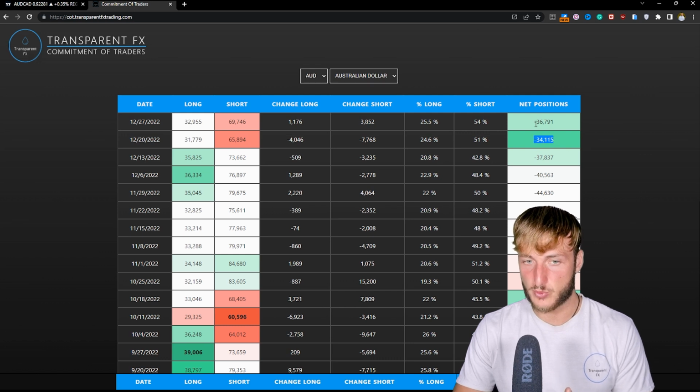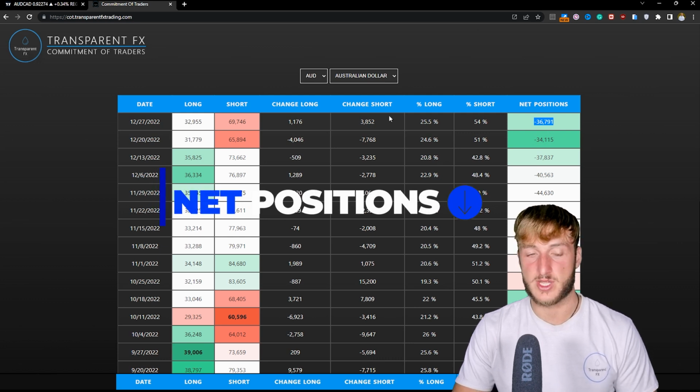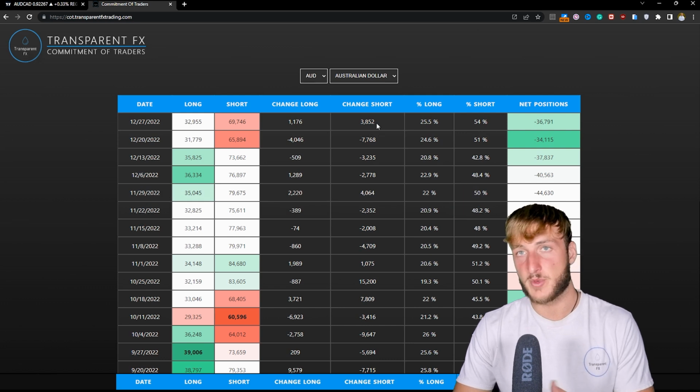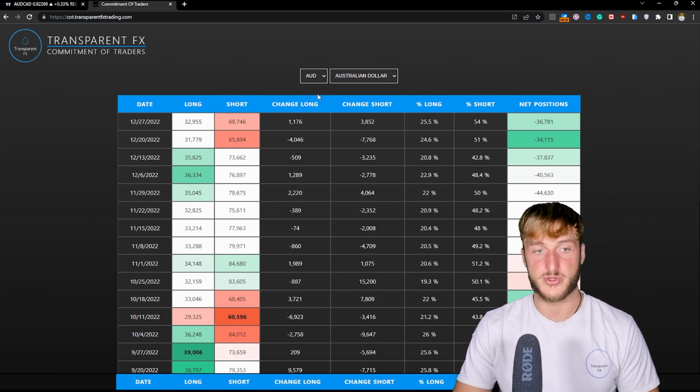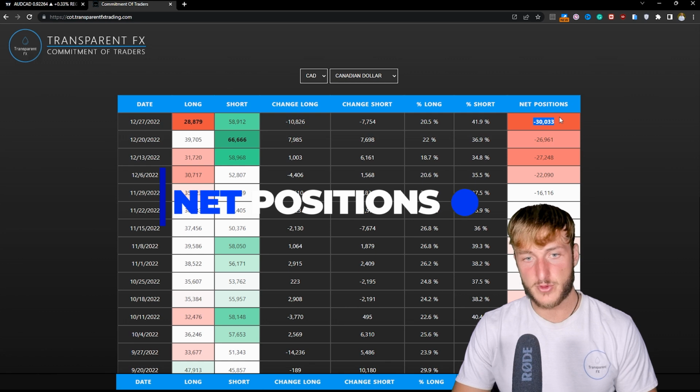However, it's important to point out that already with the last report, we are starting to see net positions getting decreased, not increased anymore. In fact, we have 3.8k shorts added from an institutional perspective with the last report. So the AUD is starting to get a bit weaker. On the CAD, we can see how we have very low net positioning, minus 30k.